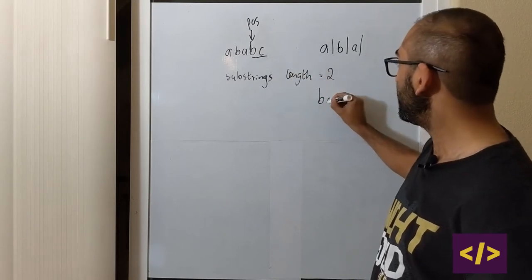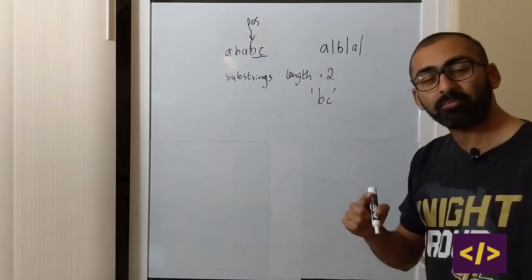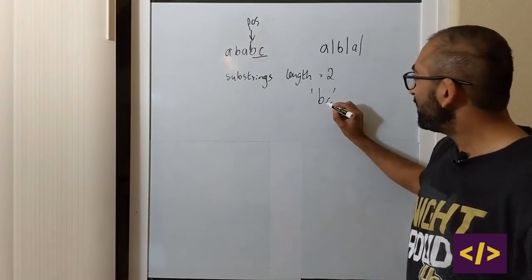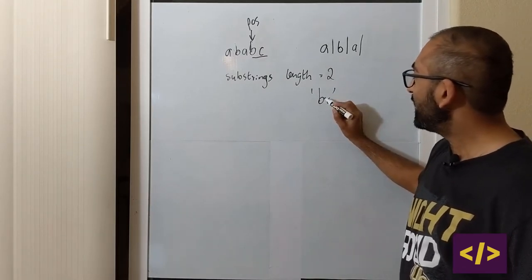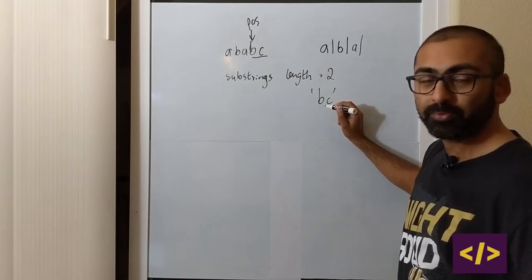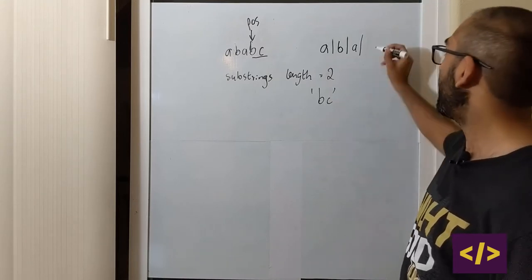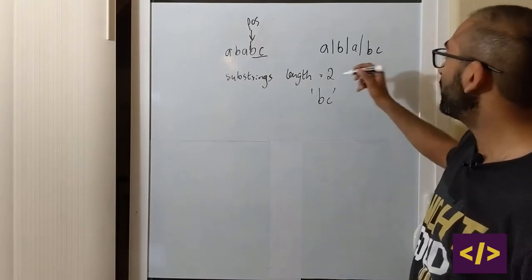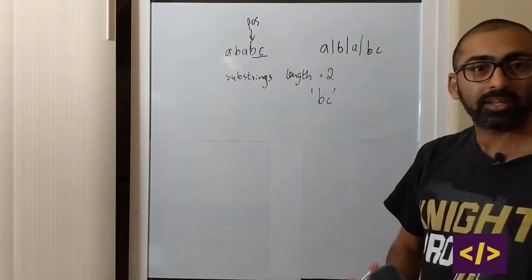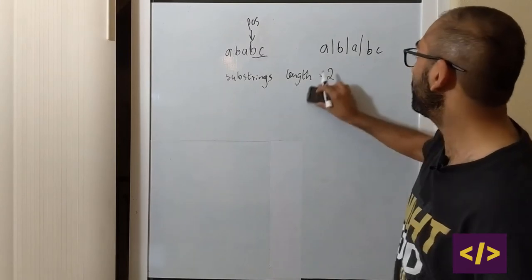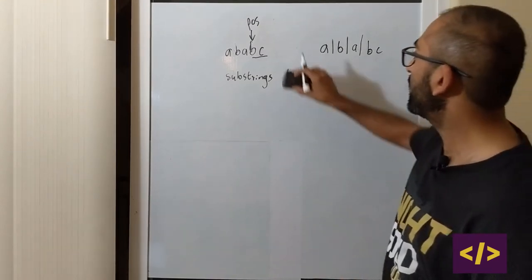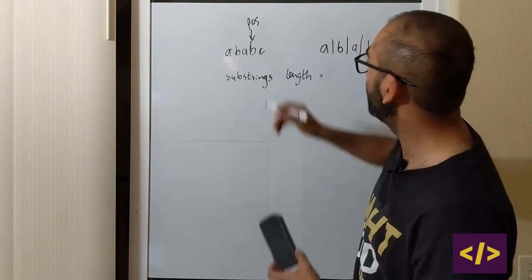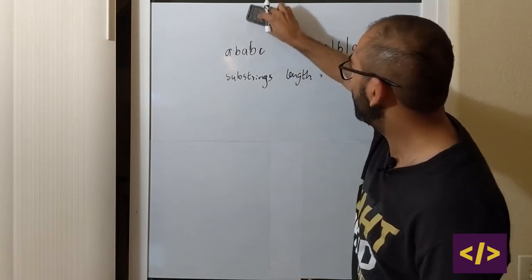is BC, shout out to all my Indian BCs out there, if BC is a palindrome, what are we going to do? We're going to add it here. Okay, and then we're going to keep going, but unfortunately it's not a palindrome, so we come back and then we go to, where do we go? Go back to A.